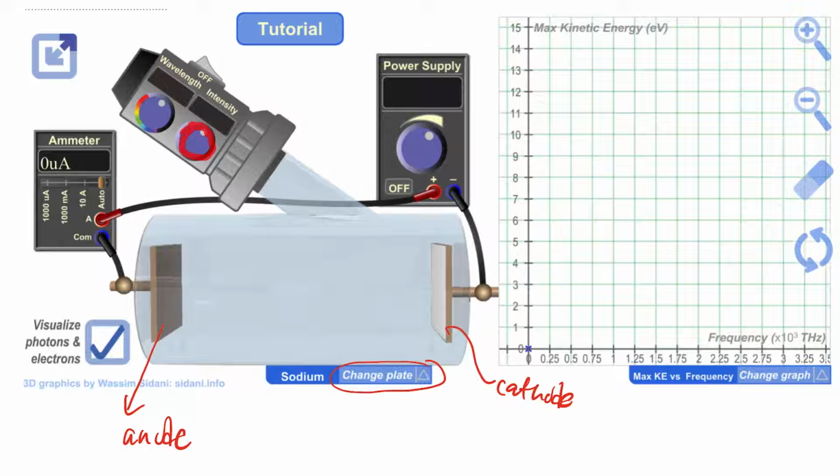So when we change the intensity of light, which means we are changing the brightness, we are changing the number of photons, and that means we will be changing the number of photoelectrons emitted per unit time. Now let's do it.